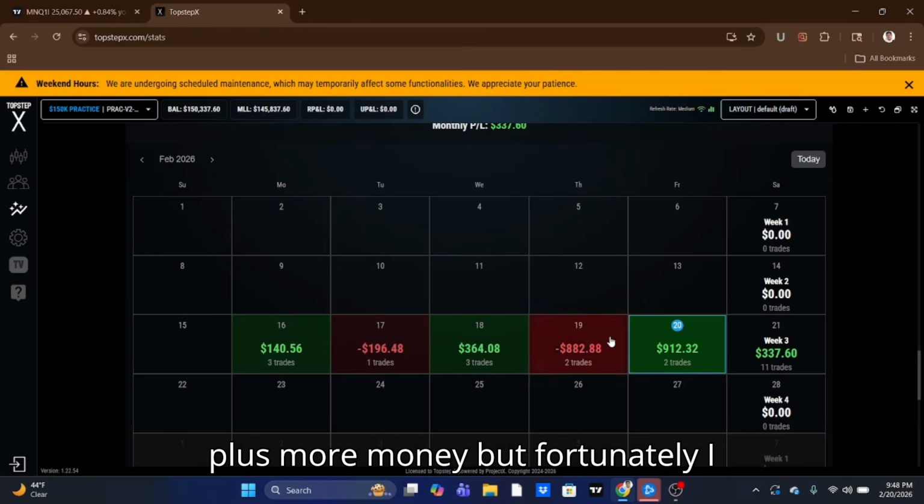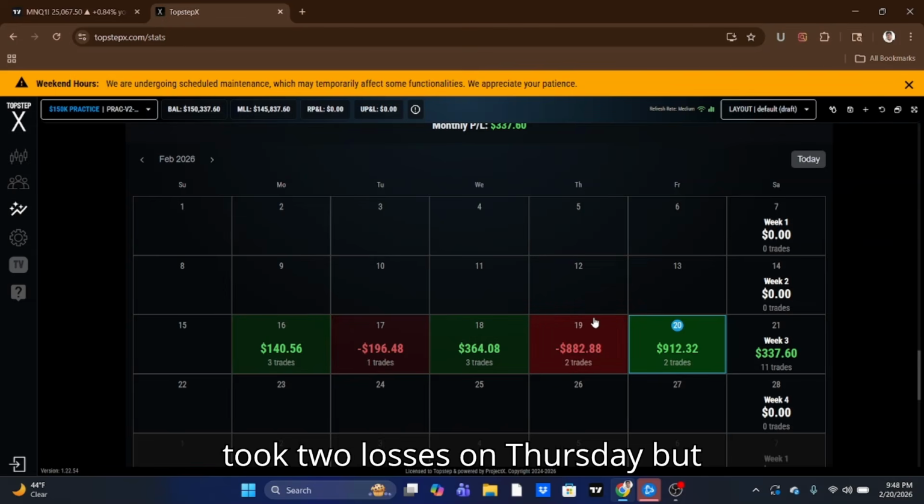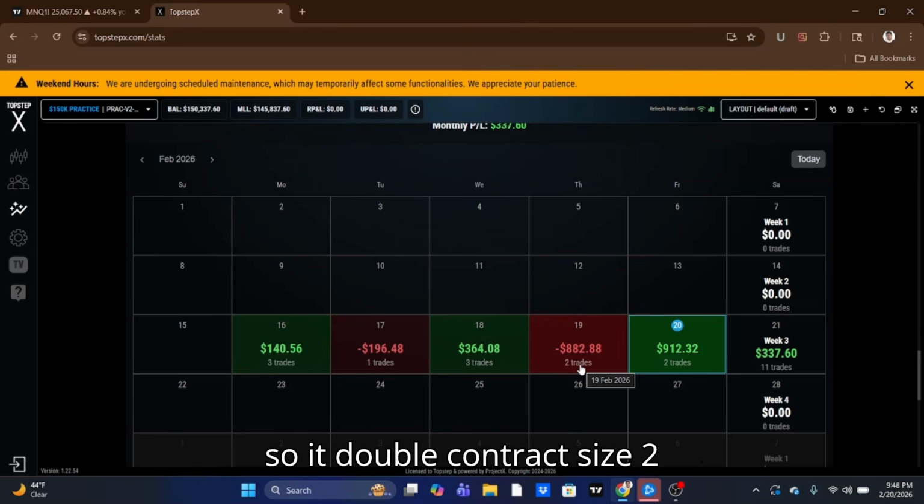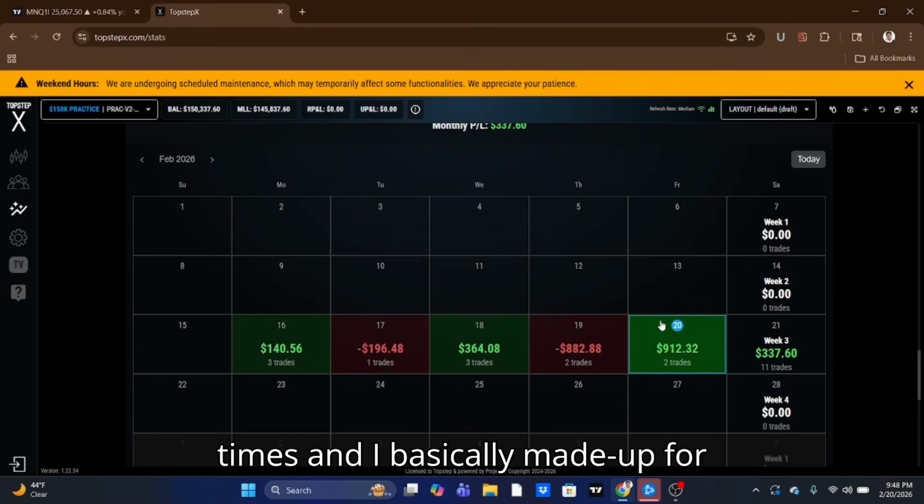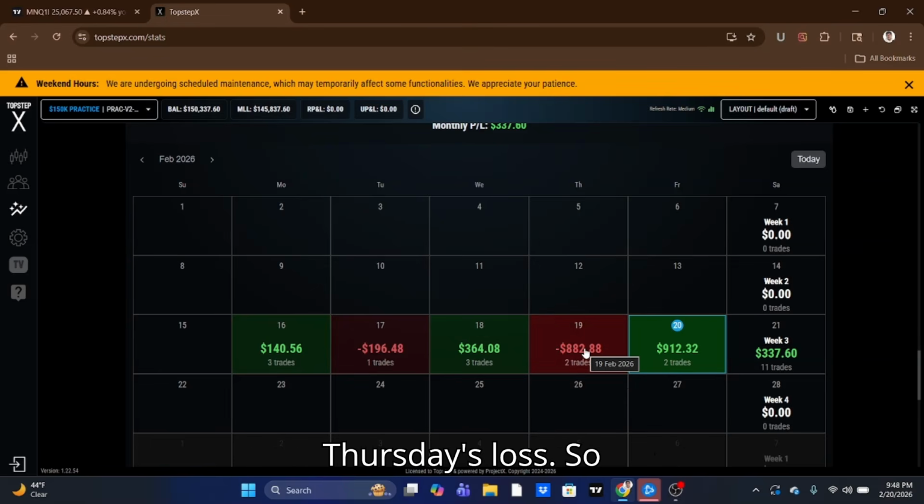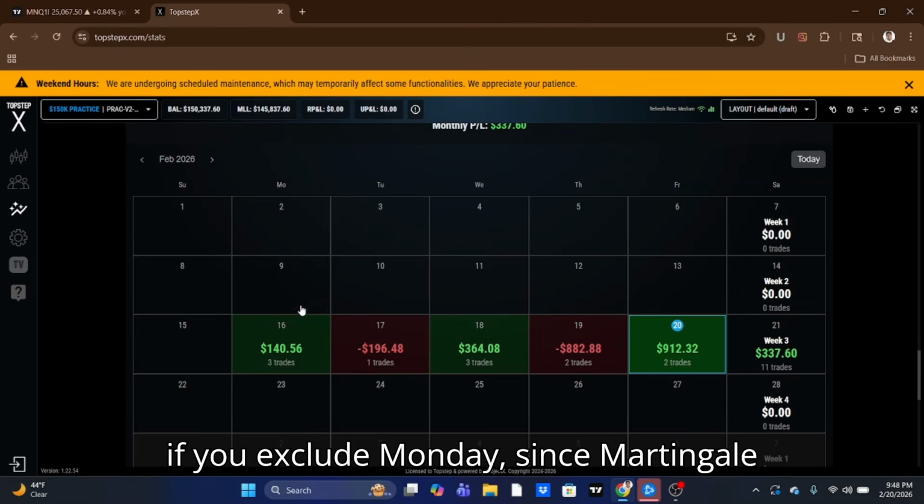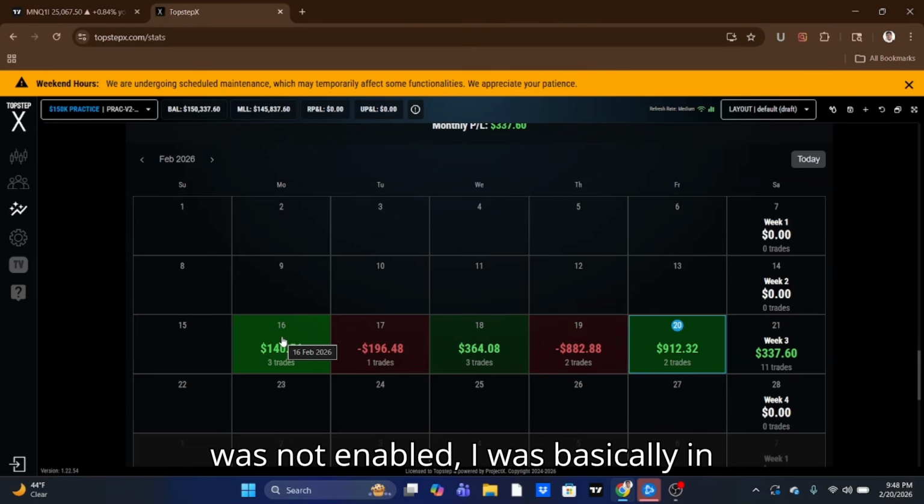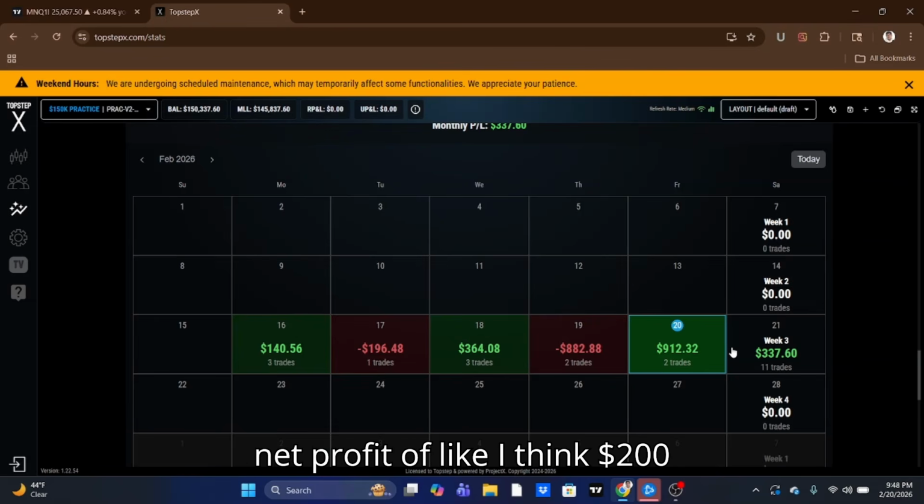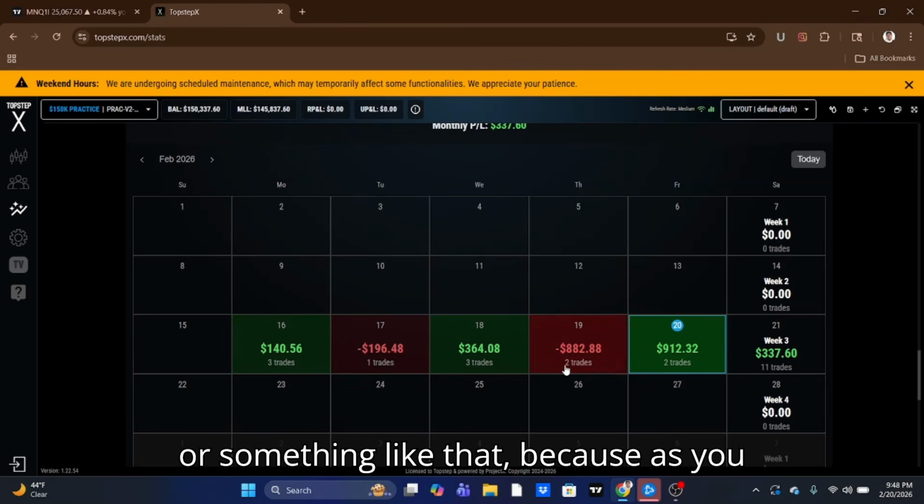But fortunately, I took 2 losses on Thursday. So I doubled contract size 2 times. And I basically made up for Thursday's loss. So if you exclude Monday, since martingale was not enabled, I was basically at a net profit of, I think, $200 or something like that.